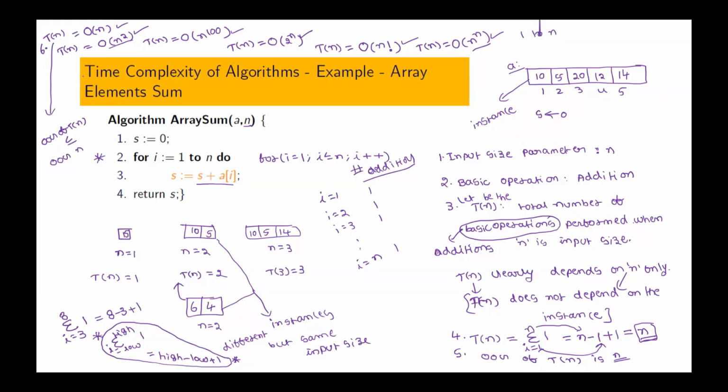Similarly, T of n is big O of n square means the order of growth of T of n is less than or equal to the order of growth of n square. Out of these two, which is our favorite? We want to know the order of growth of T of n. That's what people are expecting from us. So our answer should be close to the actual order of growth.